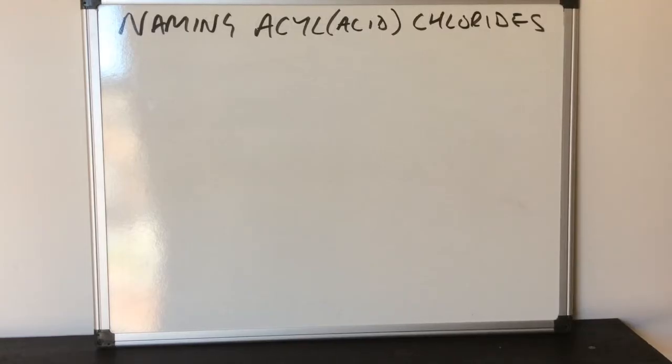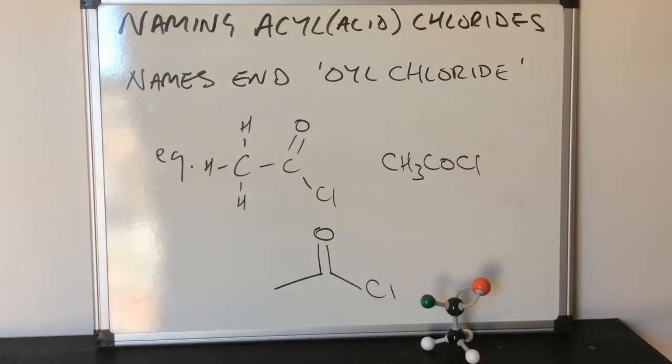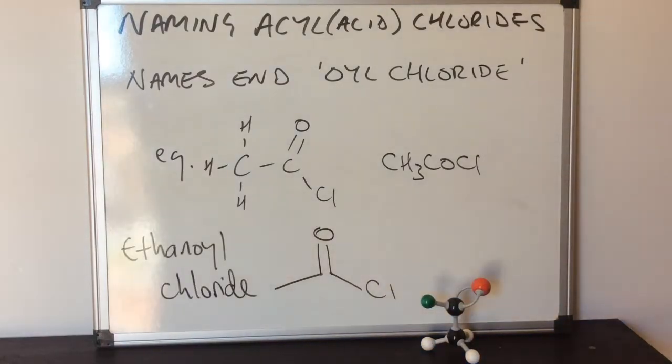Before we go into looking at how they're actually formed, we're going to look at how you name acyl or acid chlorides. And before I show you any examples, I just want to say that their names end oil chloride. So the formulae on the board there and the model all represent ethanoyl chloride. You can see we've got two carbons, so that's the eth part, and there's that ending oil chloride. So putting it together, ethanoyl chloride.